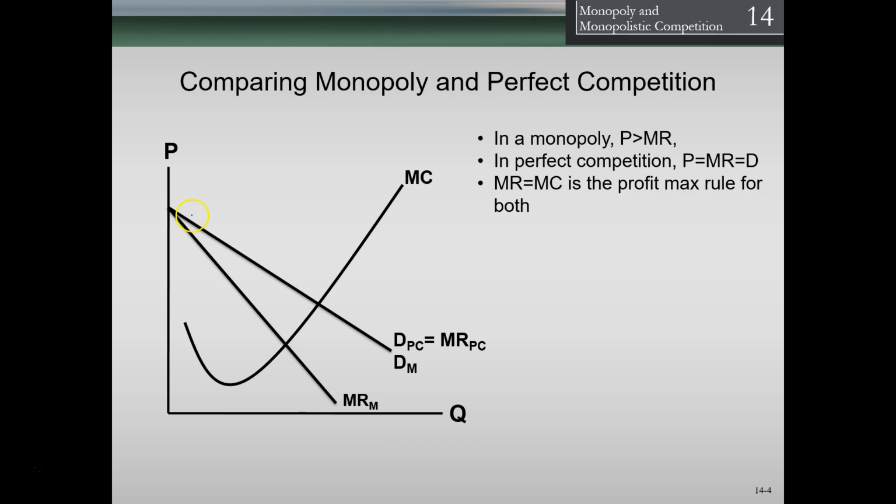So let's take a look at that one more time. If we have our monopoly and perfect competition comparison here, then we see that in a monopoly, the profit is going to be greater than the marginal revenue.